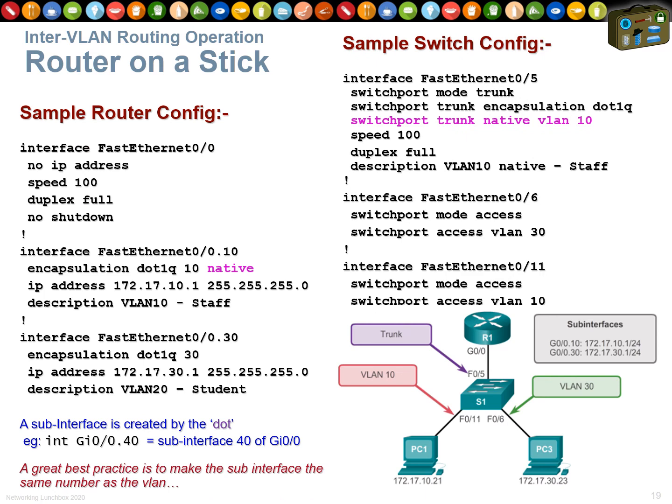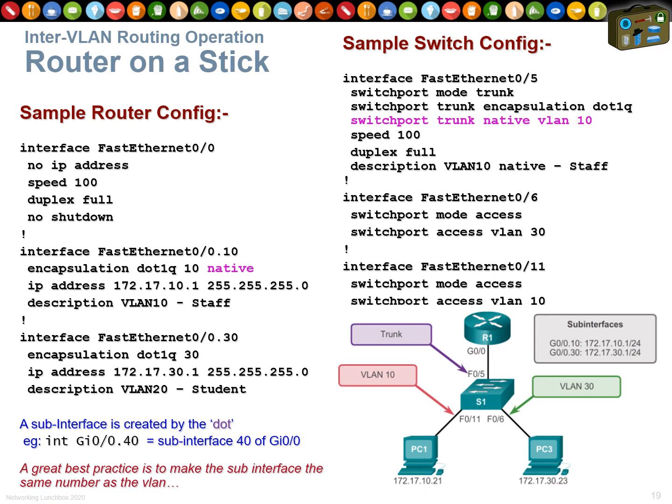This is the configuration. This is actually how to program the router on a stick. So on the left hand side we have our router configuration. We go to the major interface and we don't give it any information, no IP address, but we enable it with no shutdown. Then we create a sub interface. It's just as simple as interface FastEthernet 0/0.10. That dot, or full stop, or period, is the denotation that a sub interface is being created.